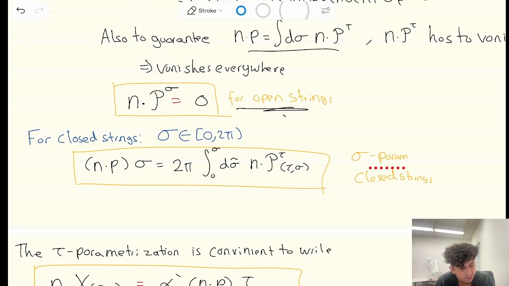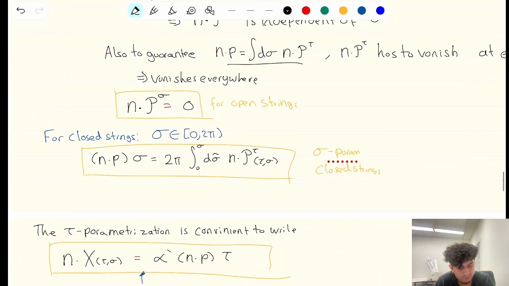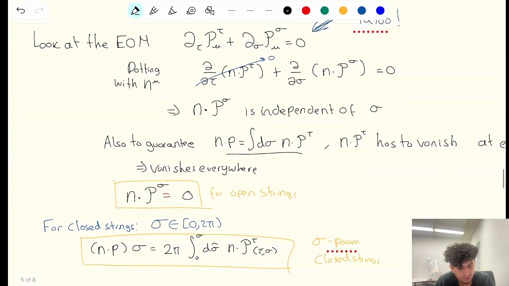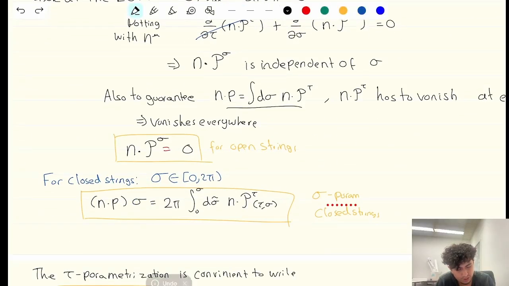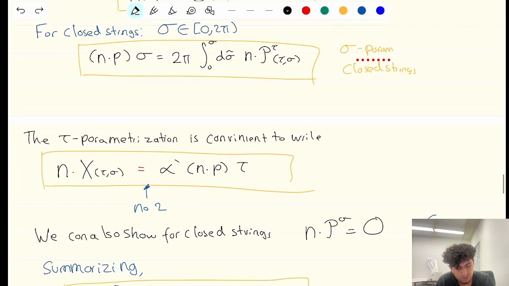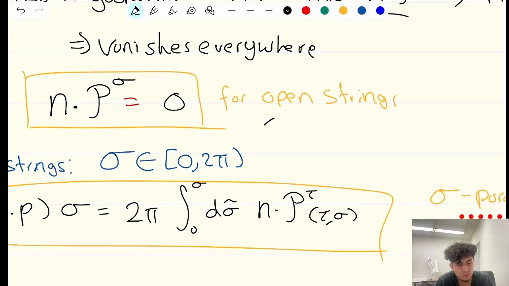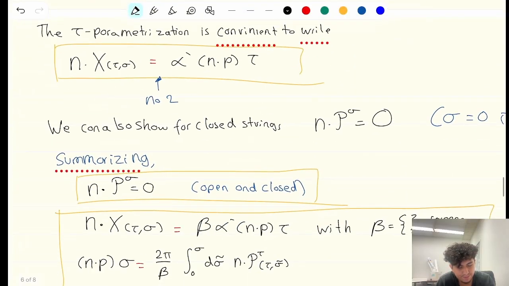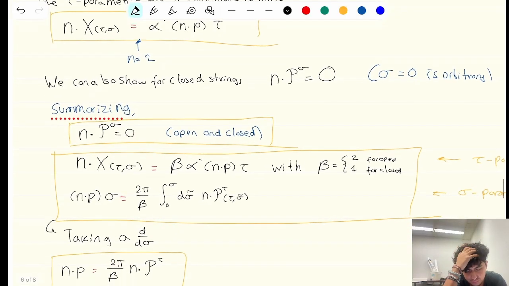For closed strings, we can do the same procedure we did. Let's have a parameterization, and the only change from here to here is there's a 2. That's the only change. And for the tau parameterization, there's no 2. That's the only change, because we changed the interval. We changed from 0 to 2 pi, so that's why you get an extra 2 pi. Cool. So in summary, these are all the tau and sigma parameterizations we're going to use.